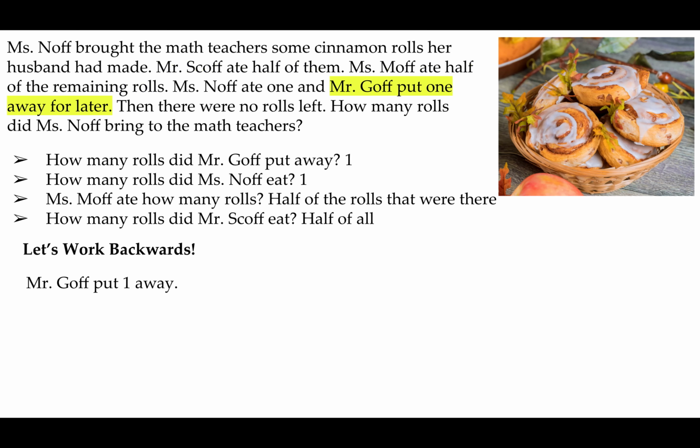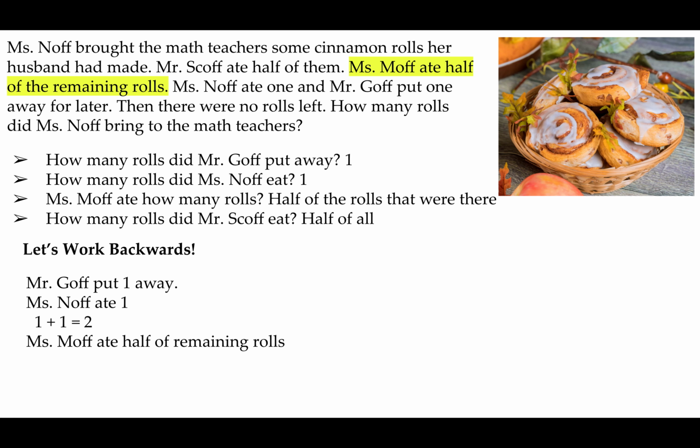So we'll start with Mr. Golf because he put one away, which means he has one. Okay, so that starts with one cinnamon roll. Miss Knopf ate one. So if she ate one, we would subtract it. But remember, we're working backwards or doing the opposite, so we're going to add. So we have the one that Miss Knopf ate and the one that Mr. Golf put away. So now we're at 2 cinnamon rolls.